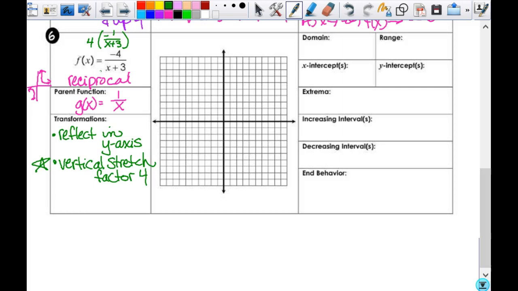All right, and then that 3 means I'm going to have to translate what? Left 3. Okay, so with these, we usually save the translations to last. When you have asymptotes, that's something that you have to look at first, okay? So I have 2 asymptotes right here, and we only had 2 anchor points, right? So let's go ahead and put our anchor points on here. They were just here and here.